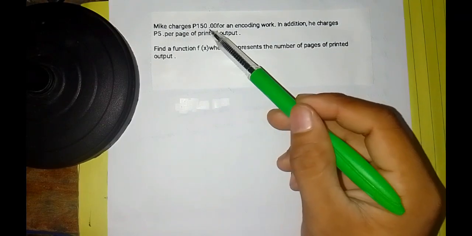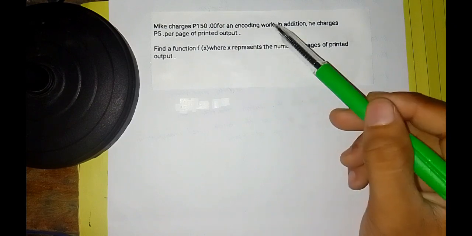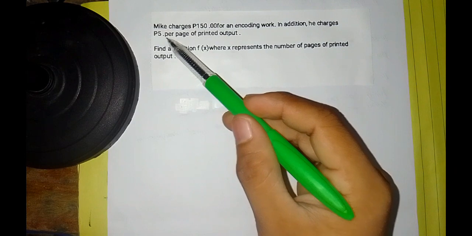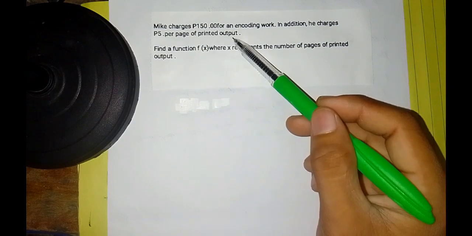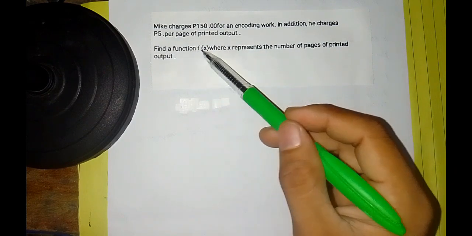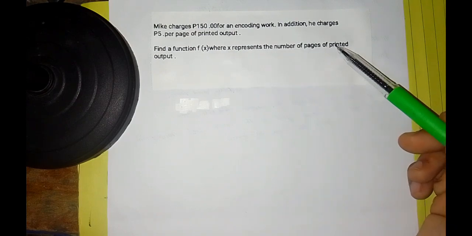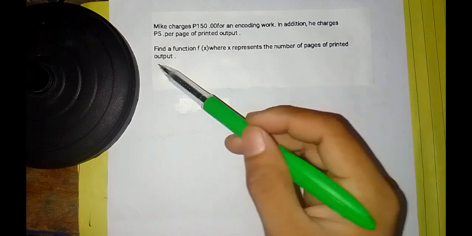Mike charged 150 pesos for an encoding work. In addition, he charged 5 pesos per page of printed output. Find a function f of x where x represents the number of pages of printed output.